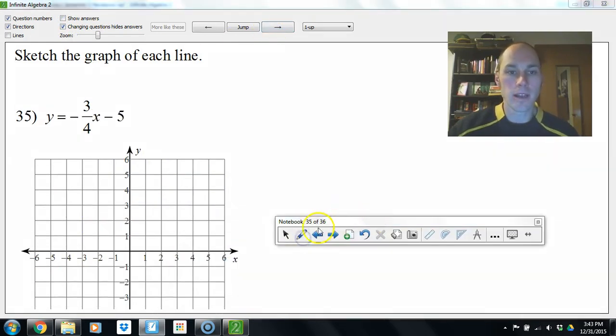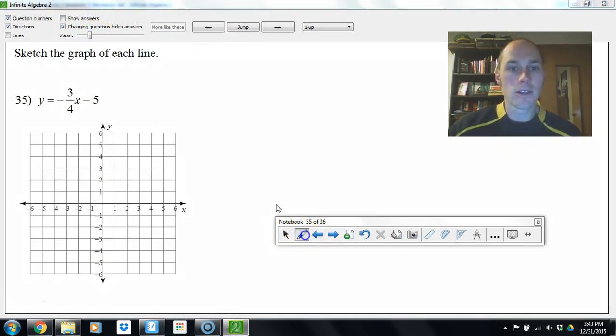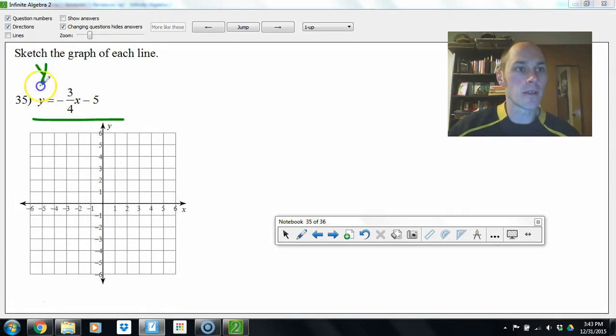This one I would recommend is in slope-intercept form. So let's see if we can zoom out here, get the full graph. Okay, so this one's slope-intercept form. Y equals mx plus b. Remember the intercept, and y is by itself. B is our intercept, so our intercept is negative 5. And our slope is the coefficient of x, that's negative 3/4.